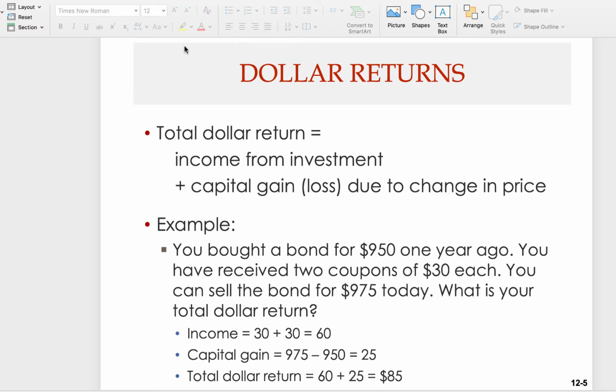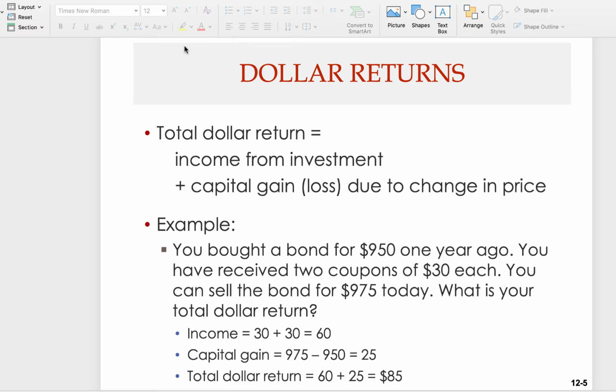So what is the total dollar return? Well, we already know: income component plus change in price component. The income component is $60. That makes sense. If we got 2 coupons at $30 each, that's $60. The capital gain portion, we take the price of today, which is $975, minus the price we paid for it a year ago, which was $950. That difference is $25. So the total dollar return for this investment is going to be $85. That's the $60 in income plus the $25 in capital gains.